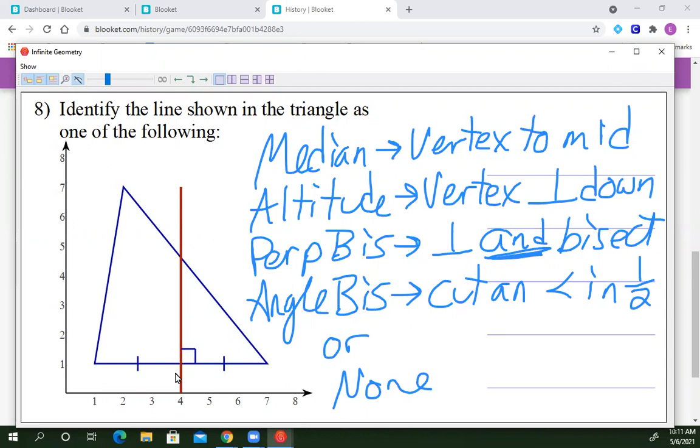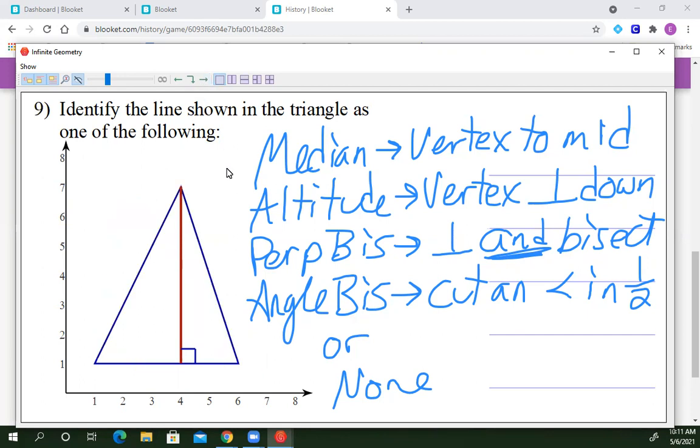Yes, it's a perpendicular bisector. I've got the 90-degree angle and I've got the tick marks. Perpendicular bisector. That's the one I want. If you want to take a screenshot of this picture with all these things on it, you can. They're all in your notes, but if you want a one-stop shop here, feel free.